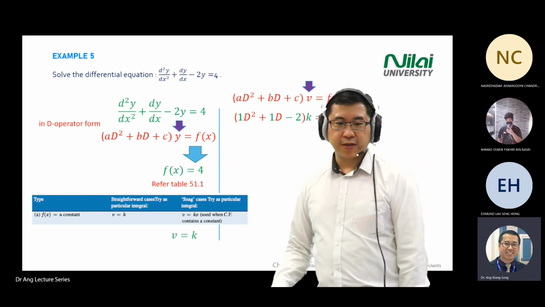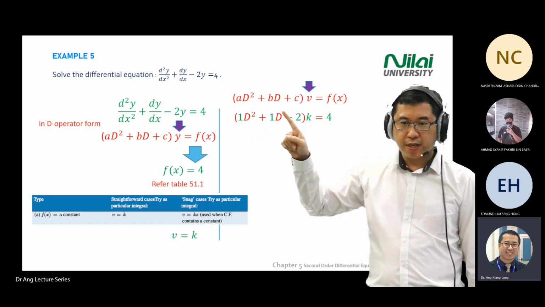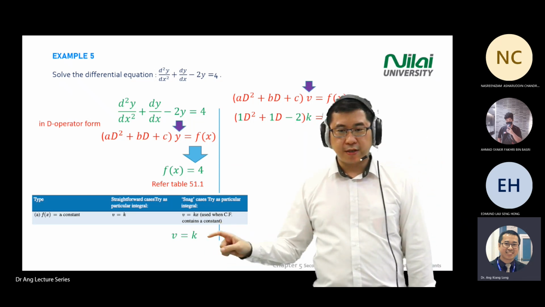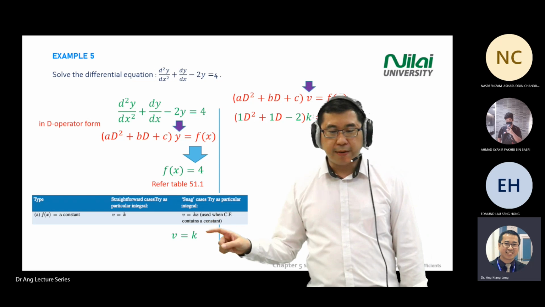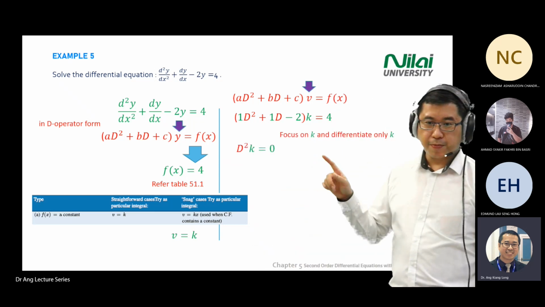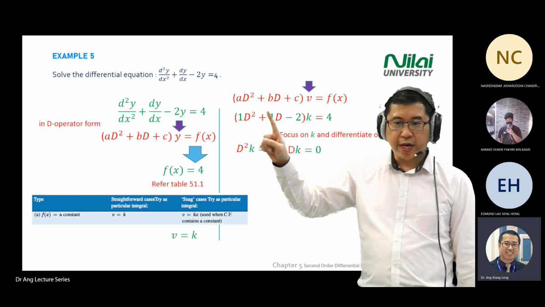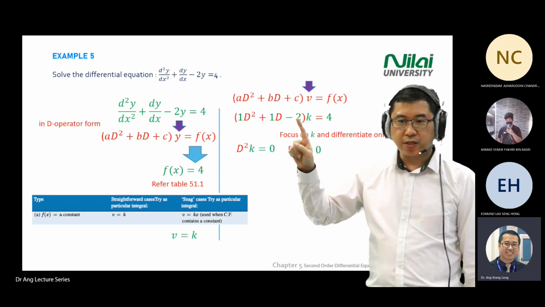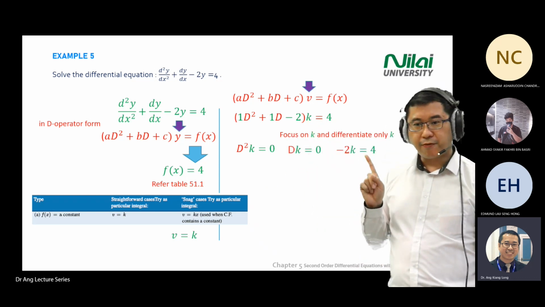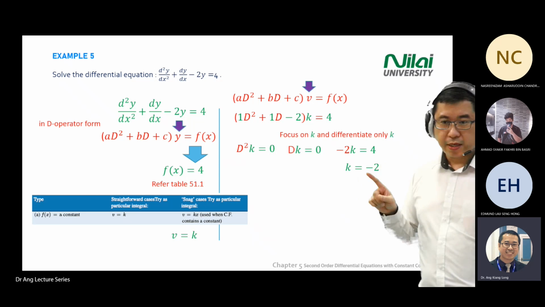Then the next step you do, you look at this green color equation. You do differentiation. Here you have double differentiation, first differentiation. So what you do, you look at this one, you differentiate. You know that you differentiate constant number, you get zero. You differentiate zero, you still get zero. So basically you get this one. So this one, d square k zero, dk zero, minus 2k equal 4. You can find what is your K. Edmund, go and polish up your mathematics. K equal to minus 2.